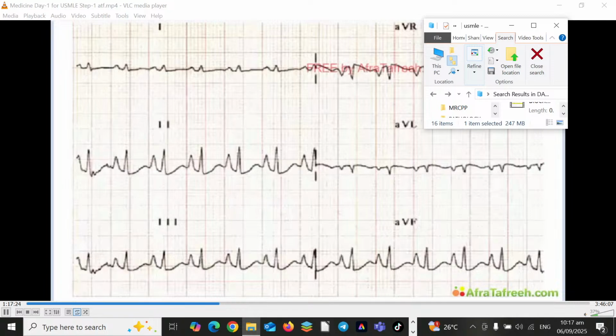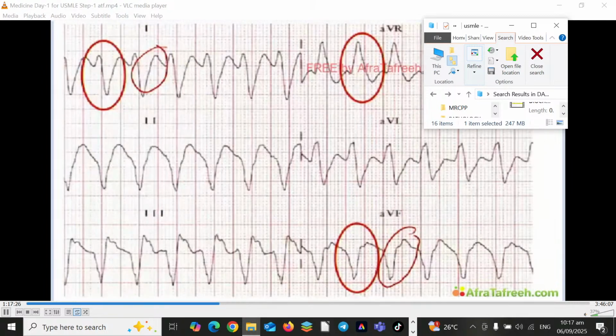So this is ventricular tachycardia. When we said that the rhythm is originating from the ventricles, any rhythm which is originating from the ventricles would be called ventricular rhythm, and as it has extreme rates, it is called ventricular tachycardia.